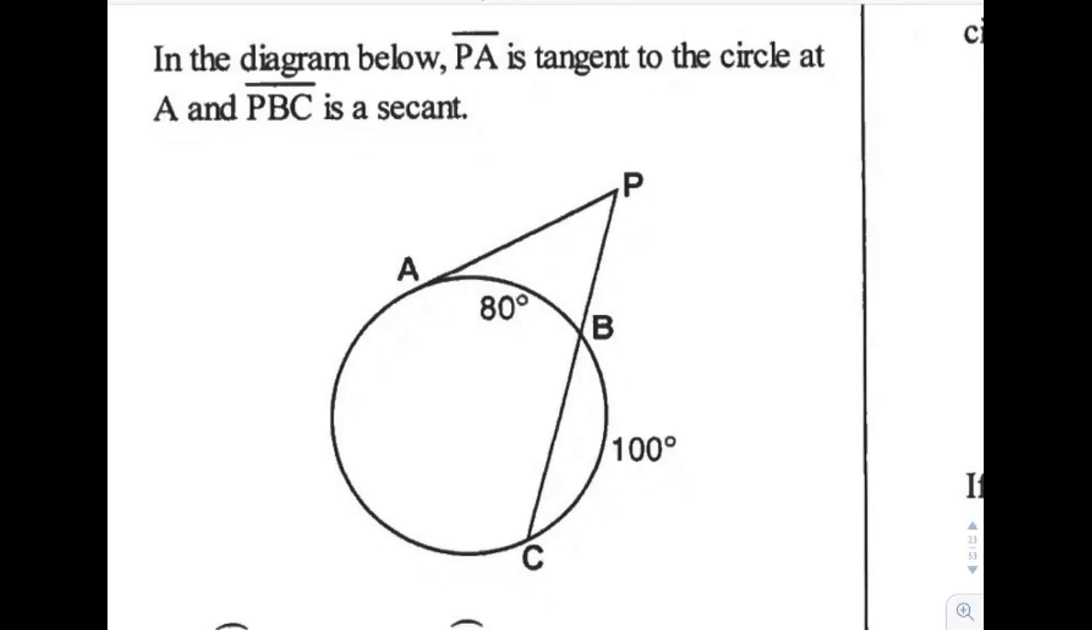This one has a tangent again and a secant again. The only difference is what information they gave us. There's a point here, a point here, and a point here. So there's really 3 arcs involved here, right? There's this one that's not labeled yet. There's this one that's 80. And there's this one that's 100.